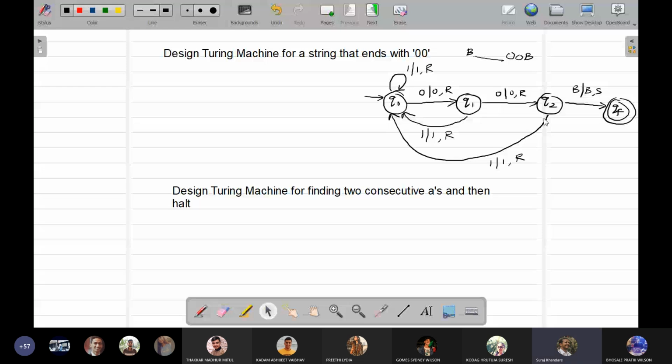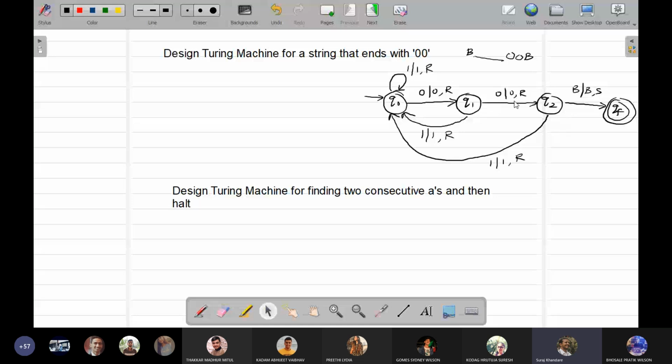So Q2 will go back here. Now suppose the problem was containing 0, 0. Then what would we have done? After containing 0, 0, any number of ones, we would have had a loop here. Q2 to Q2 on getting any number of ones in between, because it is a containing problem.